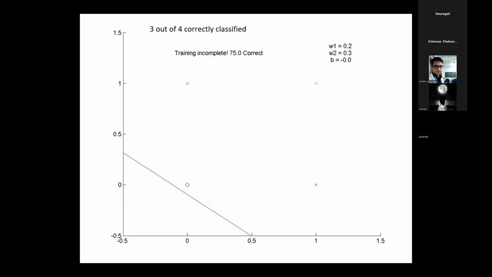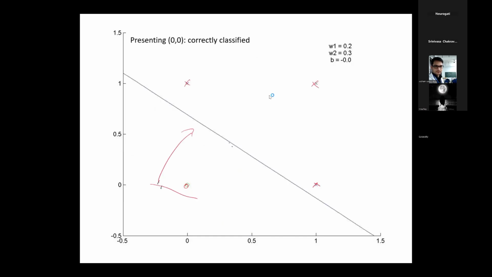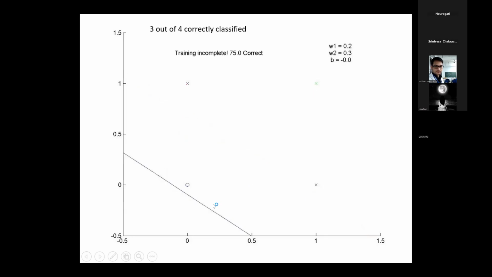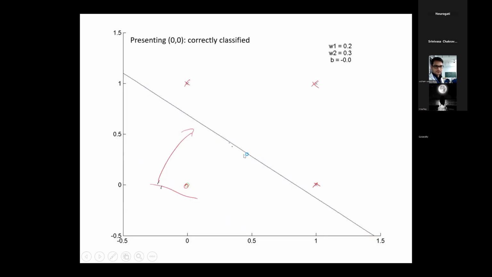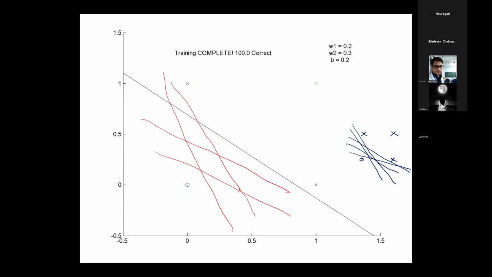Now you apply the weight change by learning. The weights change to these new values, 0.2, 0.3, and B is 0. When that happens, the line jumps from the previous position to this position. You see that already the line is dividing the points correctly. It is separating all 3 crosses from the single circle. Now 0, 0 is correctly classified, 0, 1 is also correctly classified, 1, 0 also, and 1, 1 also. So just by one single step of training, the neuron is able to learn the correct classification.